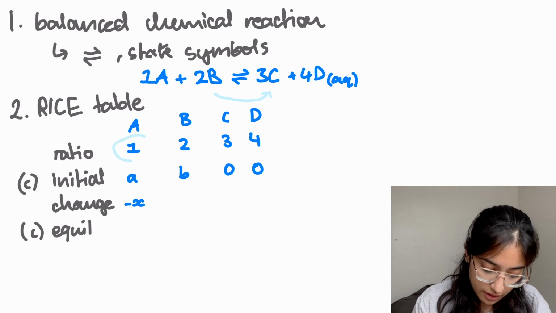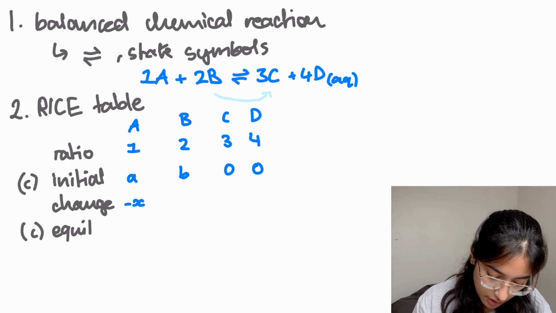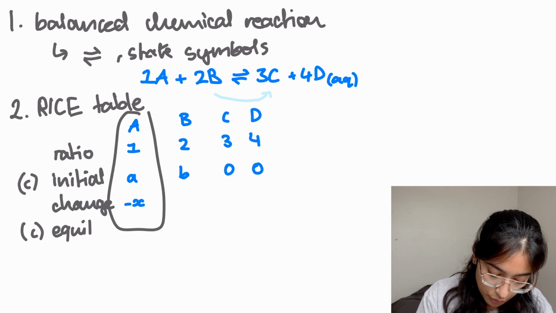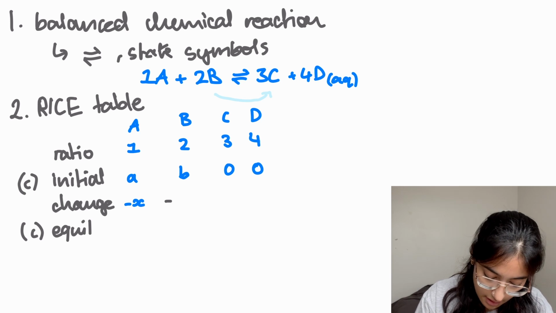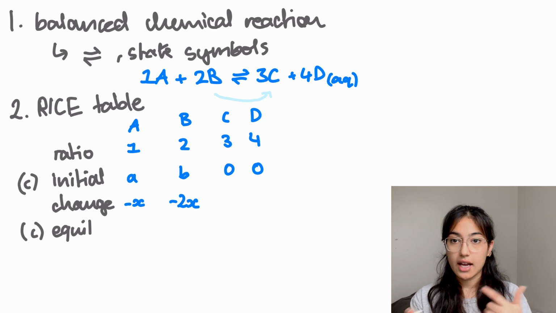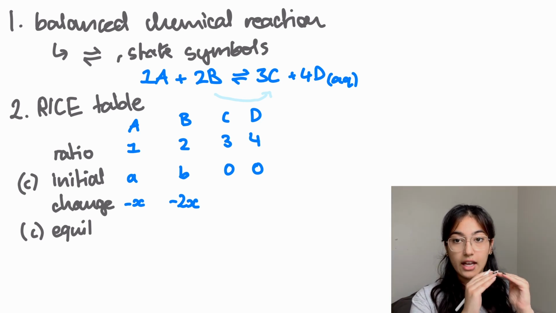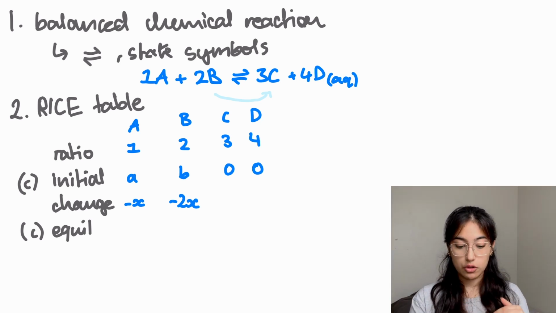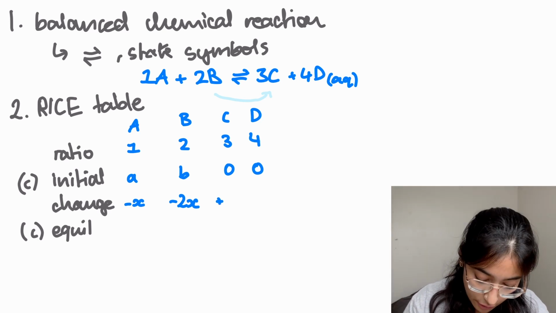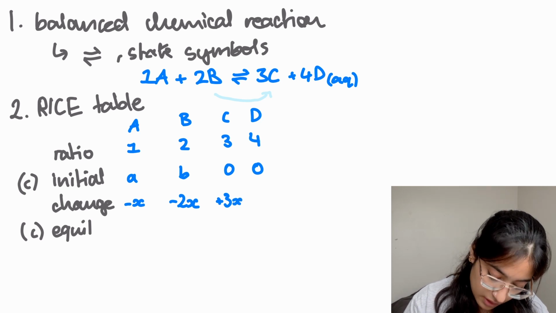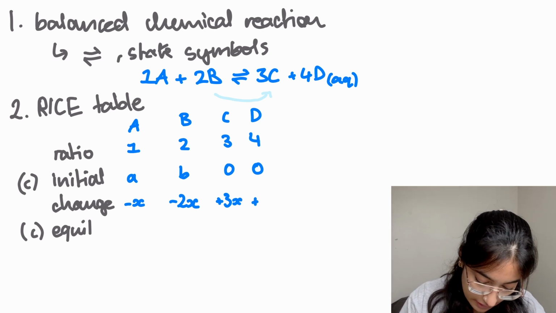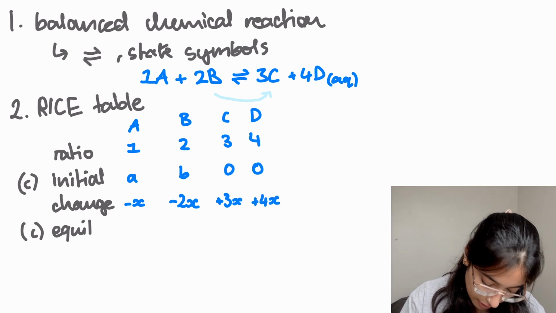And so, by using these ratios, we know that every time I lose 1x of A, at the same time, I lose 2x of B, right? So whatever change I have in A, however much my A concentration is getting reduced by, I know that my B concentration is getting reduced by twice as much. And I know that my C concentration is getting added by 3 times as much, right? Because it's a product, so it's increasing. And then for D, we know that our D concentration is increasing by 4 times as much.